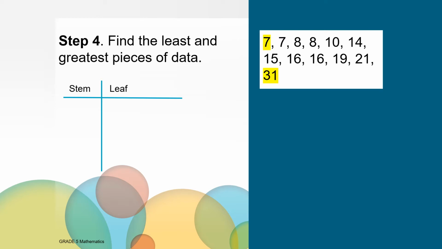Step 4 is to find the least and the greatest pieces of data. My least piece of data is 7 and my greatest is 31. Knowing this will help me determine where I will begin and end with my stem list. If all of my leaves need to be 1 digit, then I need to determine my stem.